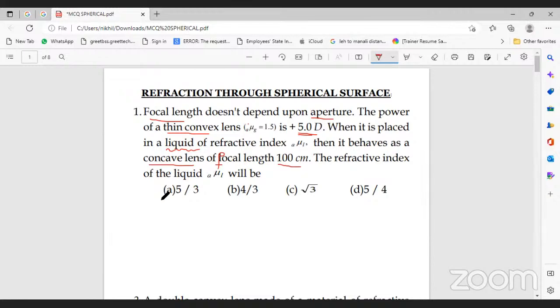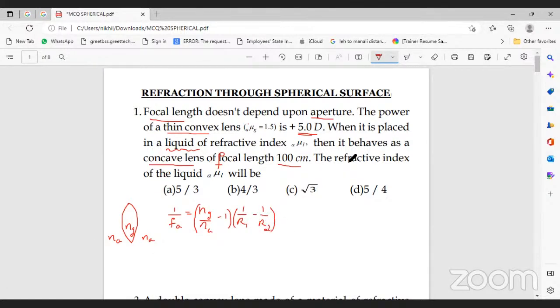How to analyze it? See here. There is one convex lens. Refractive index of glass, let it be Ng. Now it is placed in air medium. In this case, you know the lens maker's formula. 1 by focal length in air is equal to (Ng by Na minus 1) into (1 by R1 minus 1 by R2).